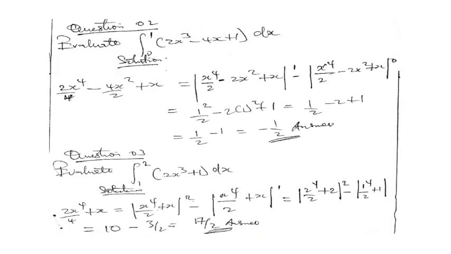Number 2, evaluate the function from 1 to 0 of 2x cubed minus 4x plus 1. When we simplify, we have x to the power 4 over 2 minus 2x squared plus x plus k.